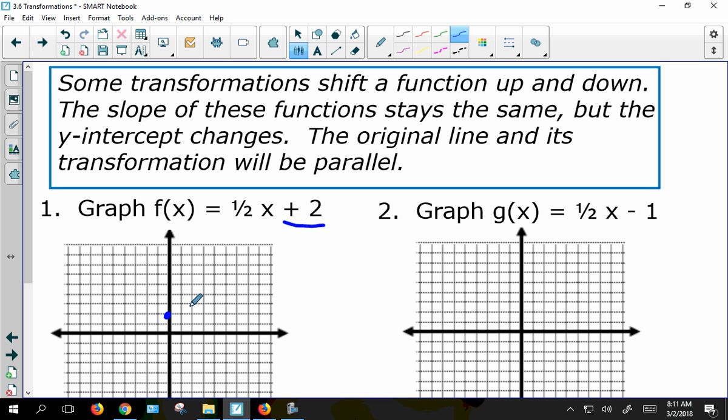Up 1 over 2. Up 1 over 2. Then I connect. I'm going to try to connect this nice and straight. There we go. Make your arrows. There you go.